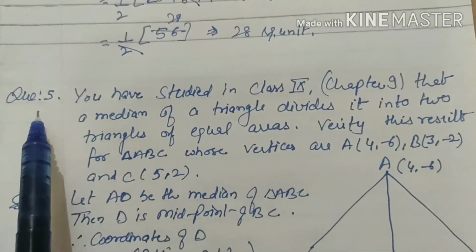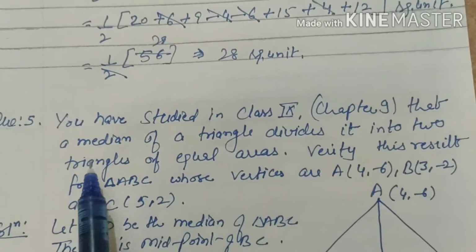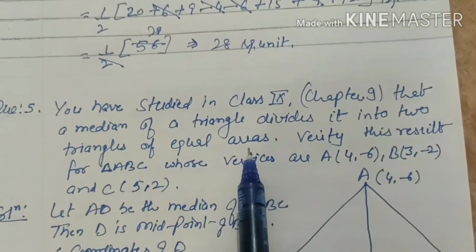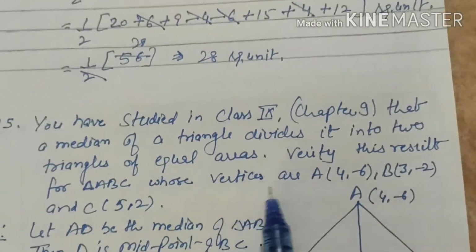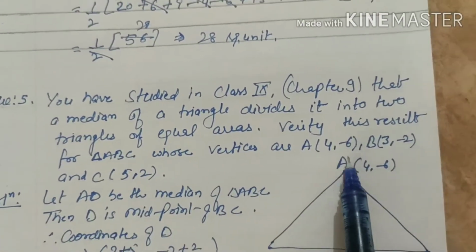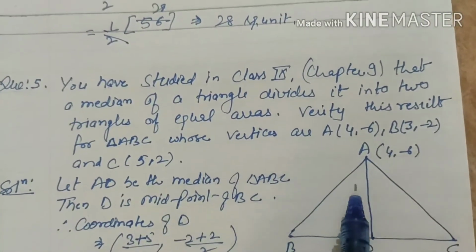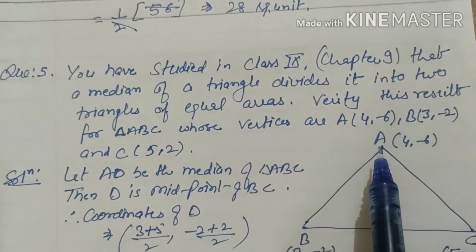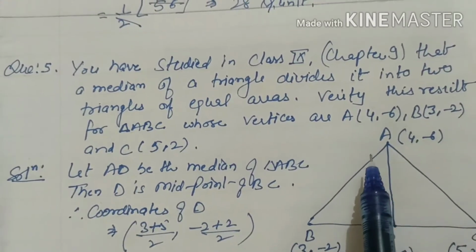So the next problem, that is question number 5. You have studied in class 9, chapter 9, that a median of a triangle divides it into two triangles of equal area. So verify this result for triangle ABC whose vertices are A (4, -6), B (3, -2), and C (5, 2). So we need to prove the median in a triangle divides the given triangle into triangles of equal area by using the area of triangle formula.